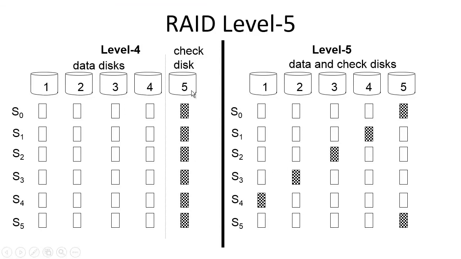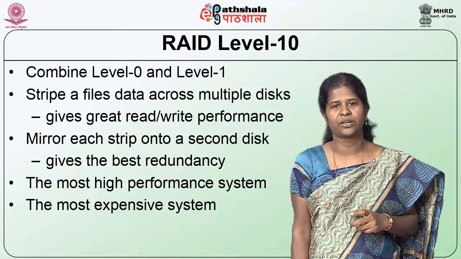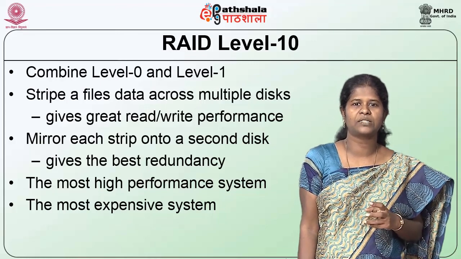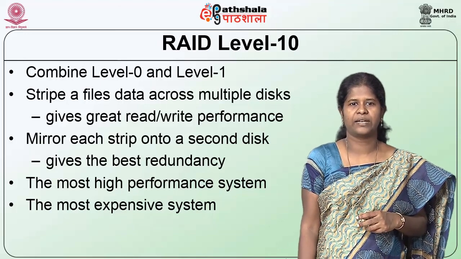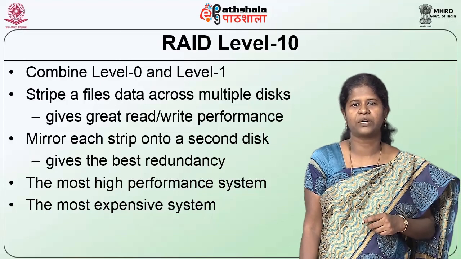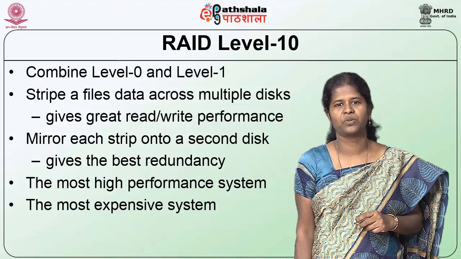So, in the case of level 4, what we saw, you had a separate disk for storing the parity, but now here the parity is stored along with the data in different disks. So, the parity for disk 1 is kept in disk 2, parity for disk 2 is kept in disk 3, etc., and so on. And then they have another RAID level 10, where they try to combine level 0 and level 1, and hence they try to include the striping as well as redundancy. So, you have striping as well as mirroring and try to combine both, and this is the highest performance system as well as the most expensive system.